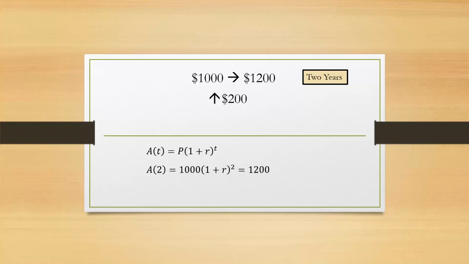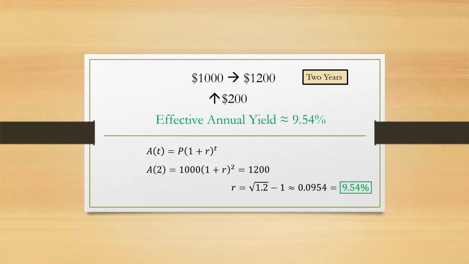So I need to solve this equation for r. Divide both sides by 1,000. That gives you 1.2 on the right. Square root both sides. You could say, well, shouldn't it be plus or minus square root over here? The negative square root does not make sense in the context of this problem because you've actually gained money, which means 1 plus r is the square root of 1.2. Subtract 1 from both sides, and you get approximately 0.0954, which is 9.54%, so your effective annual yield is about 9.54%.